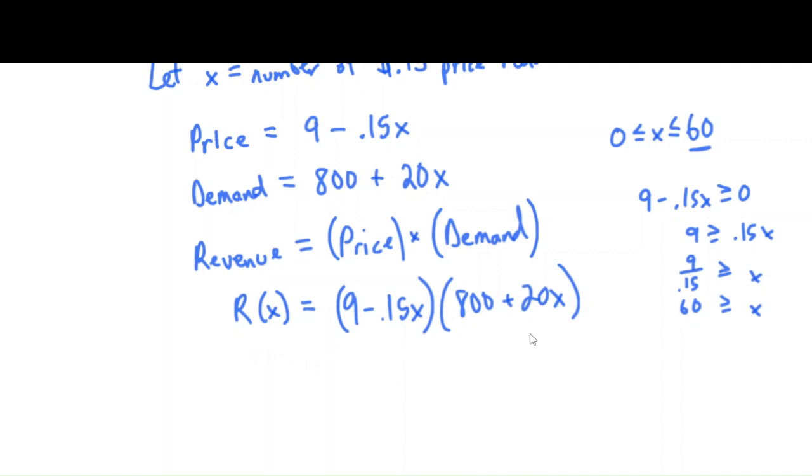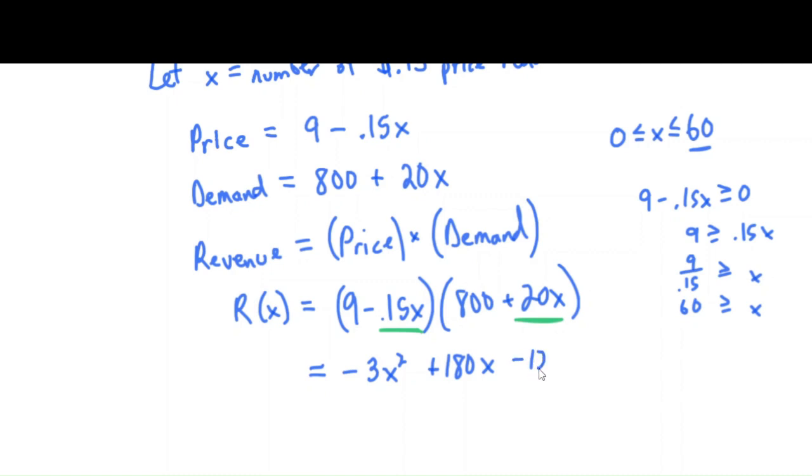Well, before we can find r prime of x, let's FOIL this out. If we multiply 0.15x times 20x, 0.15 times 20 is 3. So this is going to give us a minus 3x squared. That's multiplying these two terms. If we multiply 20x times 9, that's going to be 180x. And if we multiply 800 times 0.15x, well, 800 times 0.15 turns out that it's 120.